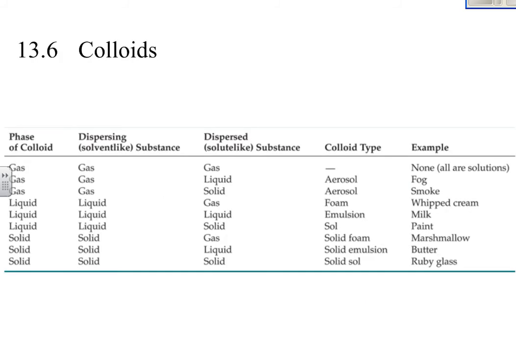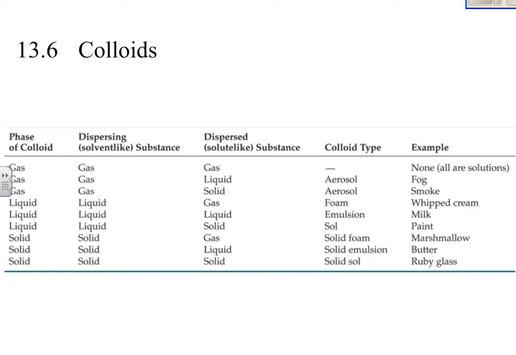Finally, in Chapter 13, we have colloids. Now, colloids are kind of an in-between state. They're in between a suspension and a solution. So a suspension would be something like sand and water, where if you threw a bunch of sand into water, the sand particles are so large and so much more dense in the water that they're going to settle to the bottom. And so there would be a separating out of the sand and the water.